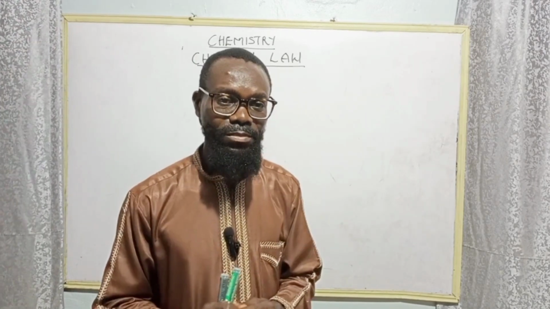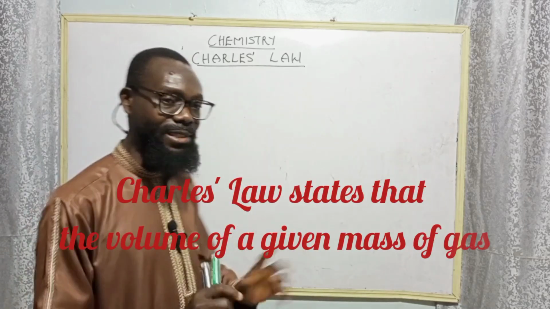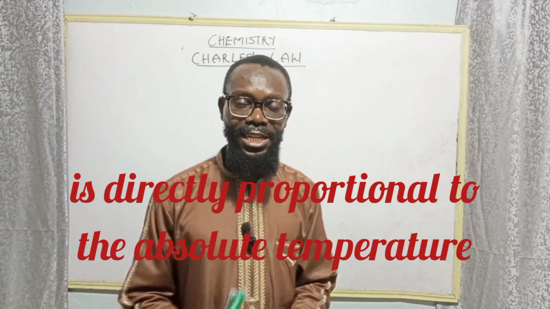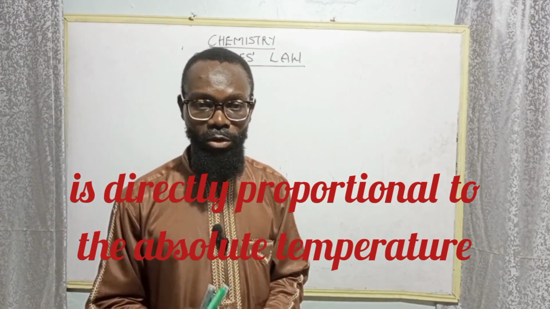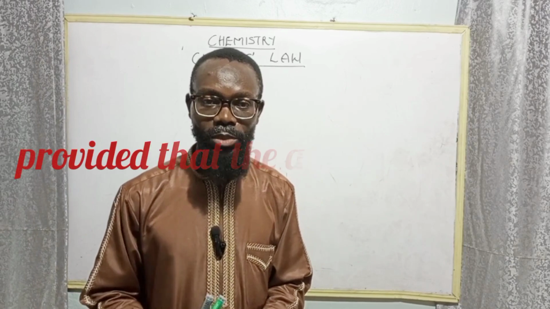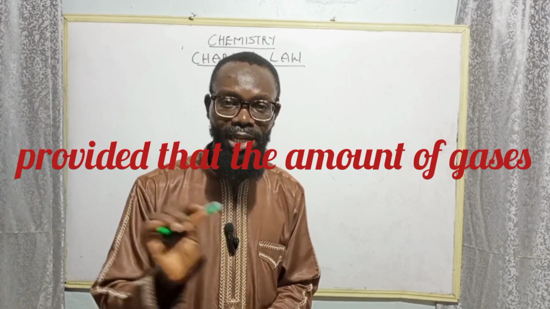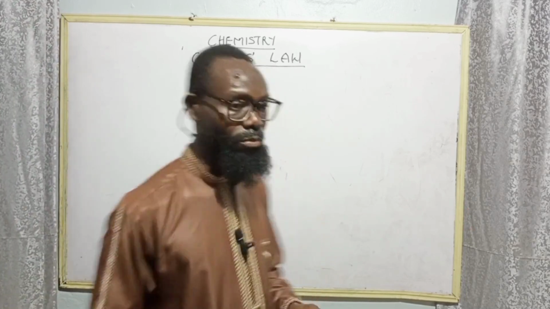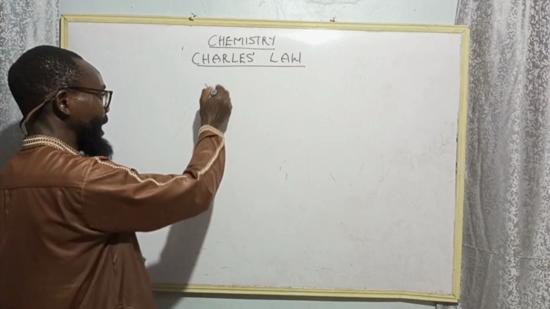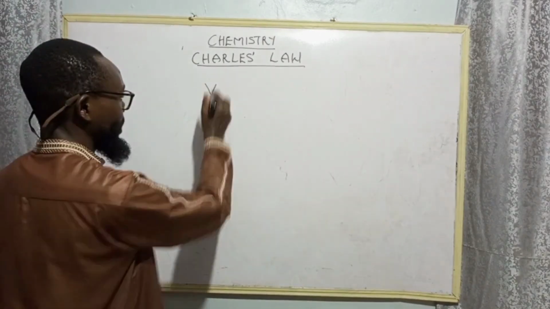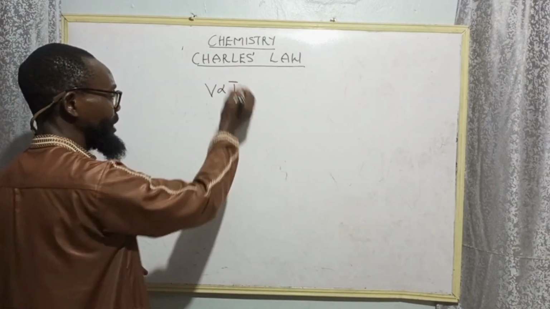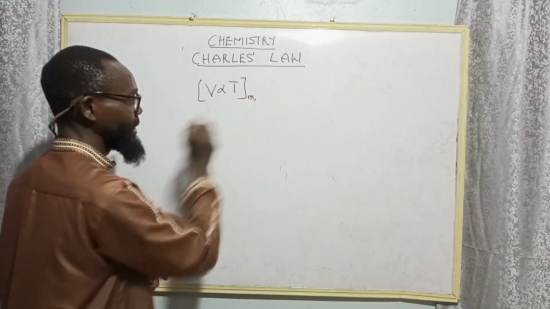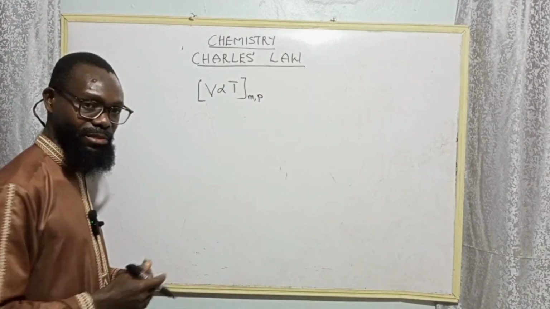Now, Charles' law states that the volume of a given mass of gas is directly proportional to the absolute temperature, provided that the amount of gas and pressure remain constant. The volume of a given mass of gas is directly proportional to the temperature, provided that the amount of gas, that is the mass of gas, and pressure are constant.